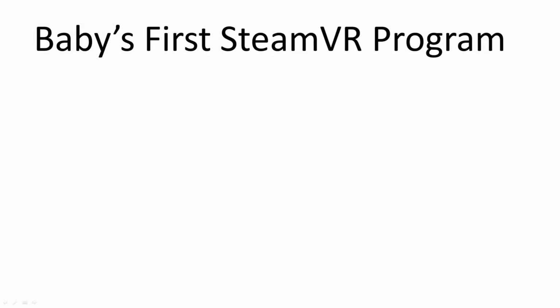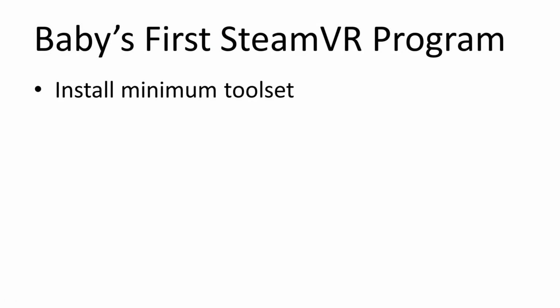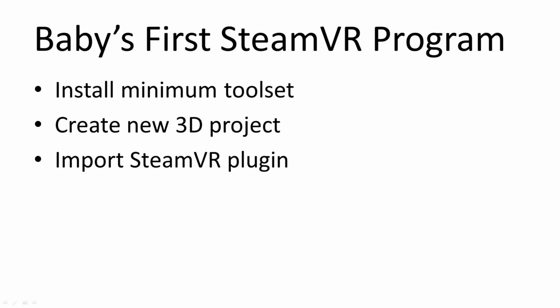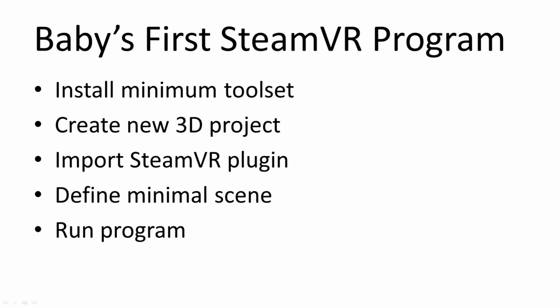In this video, we will install a minimum toolset. That's Visual Studio and Unity. We will create a new 3D project. We will download and import the SteamVR plugin. We will define a minimal scene consisting of a player and a rotating cube. And then we will run the program to view and minimally interact with the cube.